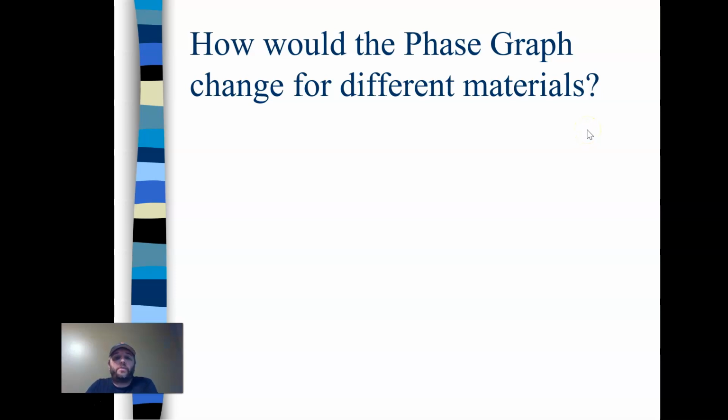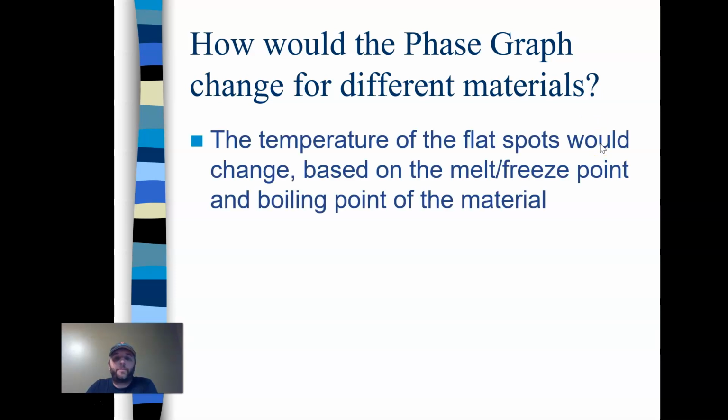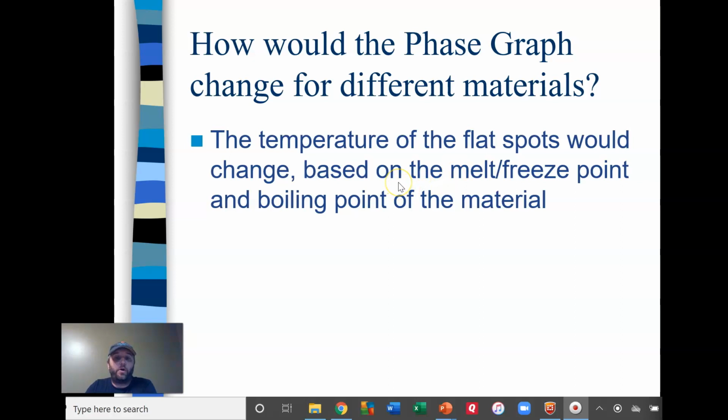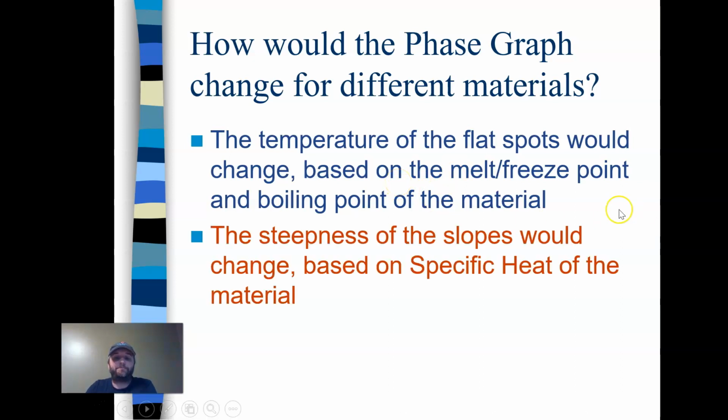So one of the things that would be different for different materials is that the temperature of the flat spots would change. In other words, the boiling point and the melting freezing point are different for different materials. That makes sense. We know that the melting point for candle wax must be higher than it is for water because it's above room temperature. Another thing that would probably change would be the steepness of those slopes. If you got that, nicely done. If you knew that that's based on the specific heat of the material, you really rock. That's good that you remembered that concept.